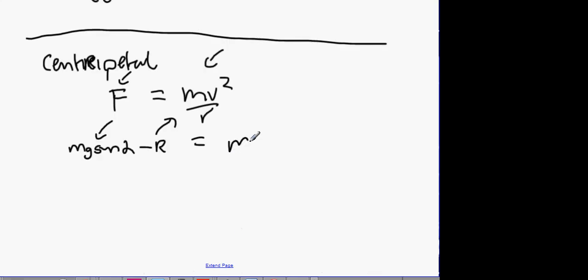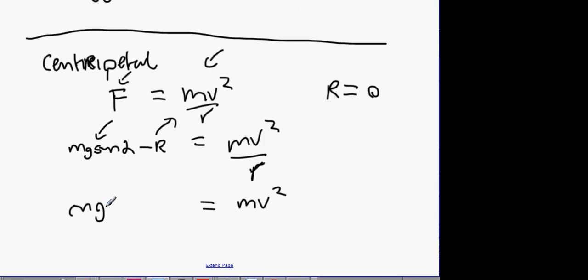Now, we're going to change the sign. We don't know what sine alpha is just yet, but we do know that R equals 0. And we're going to cross multiply the R, and we're going to get mgr sine alpha. Now that's why I didn't cross off the m's. Okay? So we can see the comparison between equation 1 and equation 2.